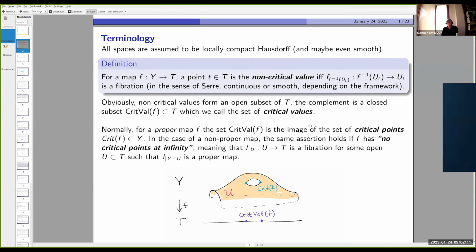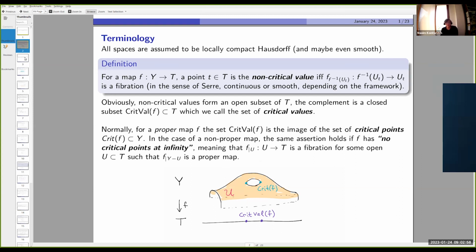We say that F has no critical points at infinity if you can remove some open part on which my map is a fibration, and the rest is a proper map. For example, I draw the projection of some non-compact surface to the real line. There are some critical points, but the surface is not compact, and the fibers are not compact. This yellow part is a compact domain which has all the critical points; outside, it's all fibration.